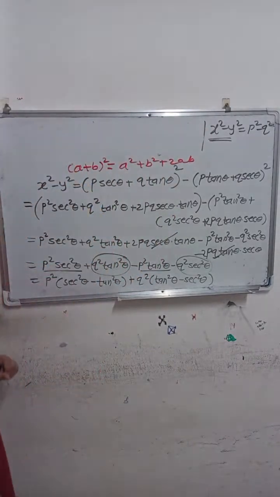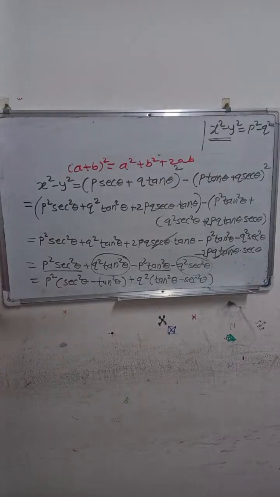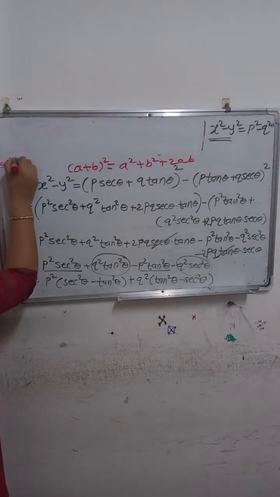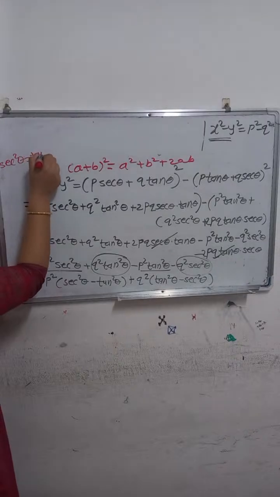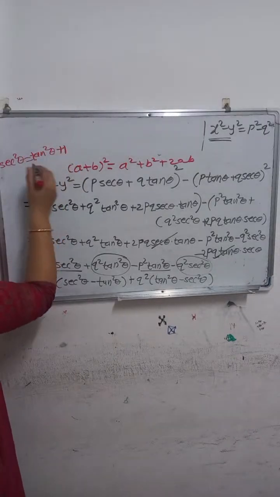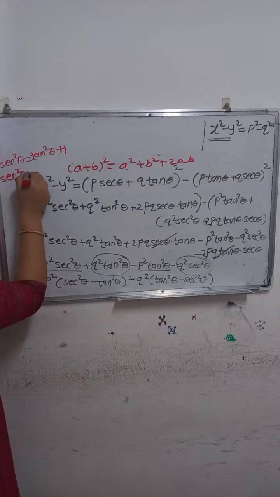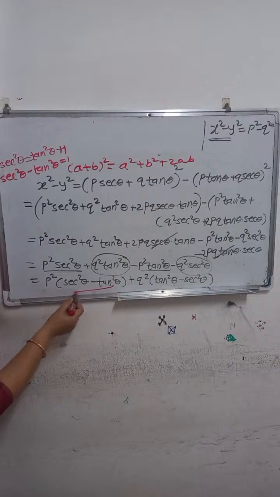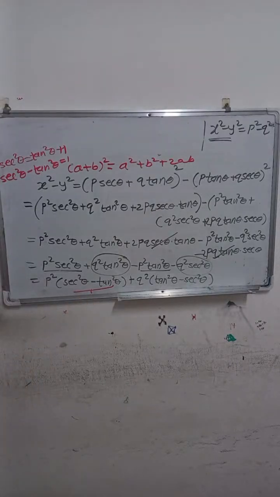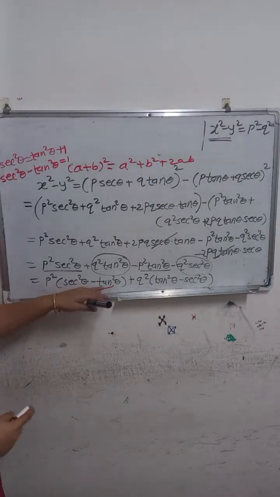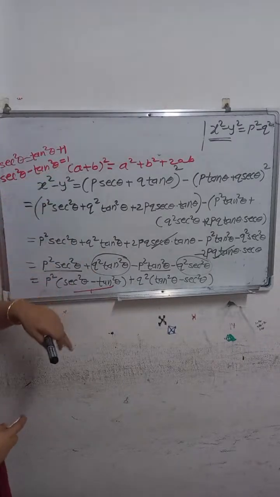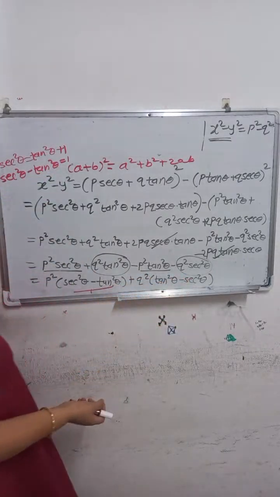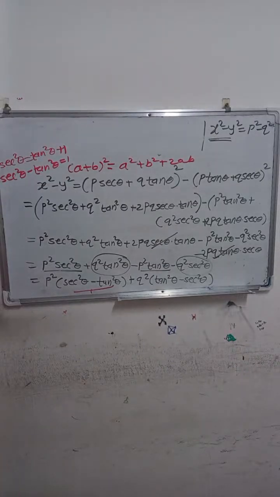Here we have the identity: sec square theta is equal to tan square theta plus 1. So if we write it, sec square theta minus tan square theta is equal to 1. So this term I will get 1. Sec square theta minus tan square theta is 1. But here I have tan square theta minus sec square theta. No, don't write 1, that is not correct.